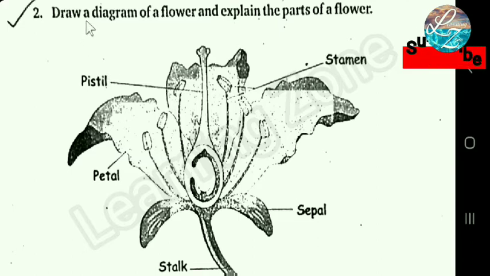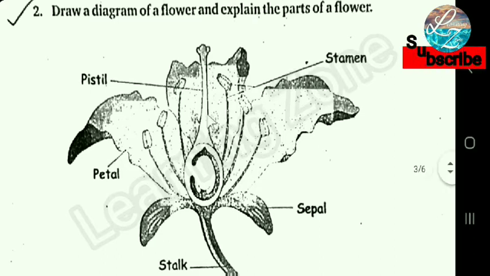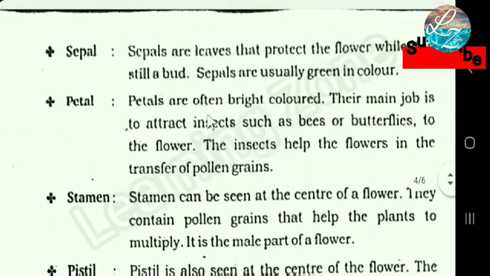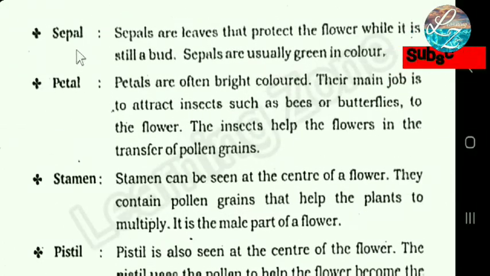Draw a diagram of a flower and explain the parts of a flower. Draw this flower. The parts of the flower are stalk, sepal, petal, stamen and pistil. Sepal. Sepals are leaves that protect the flower while it is still a bud. Sepals are usually green in color.